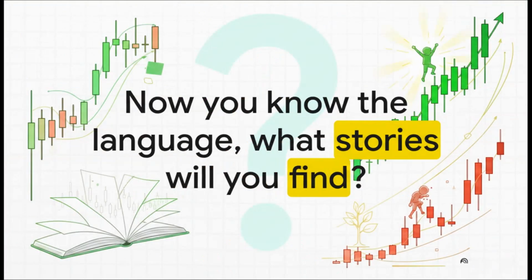So we've basically learned the alphabet and a few key words of the market's secret language. The charts aren't just random noise anymore, are they? They're full of these little stories about struggle and failure and triumph. So the only question left is, now that you know the language, what stories are you going to find?